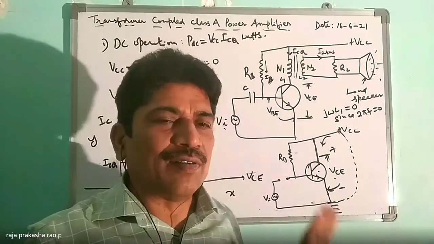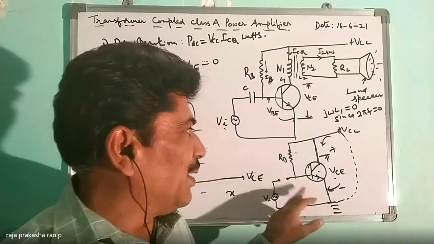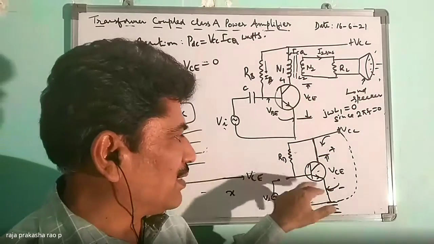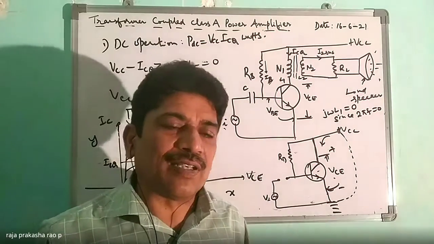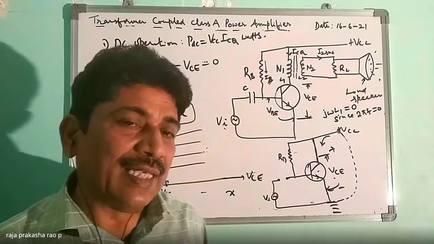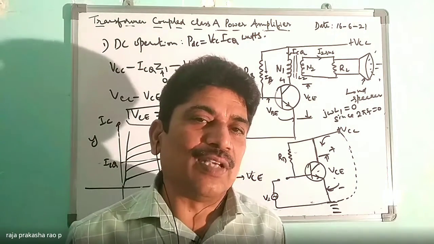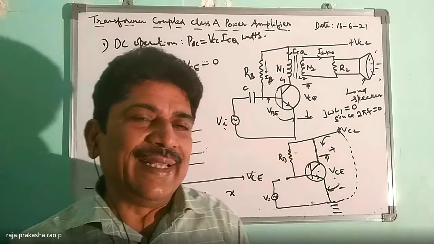DC operation means this is the actual circuit. We convert it into this circuit diagram by replacing the primary by a short circuit. Why? Because the frequency is 0. jωL1 is the impedance across the primary, so that becomes 0, so we replace it with a short circuit. This is the circuit for DC operation.